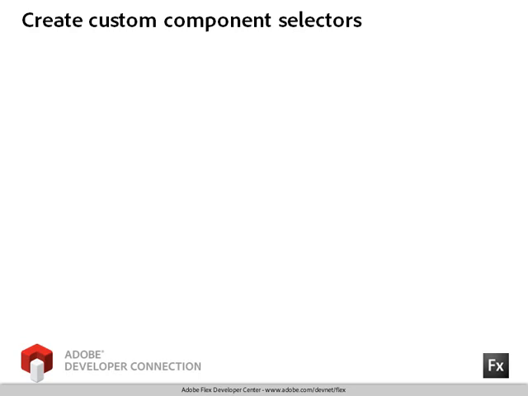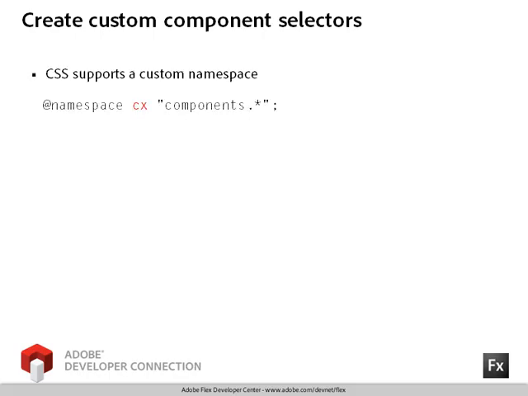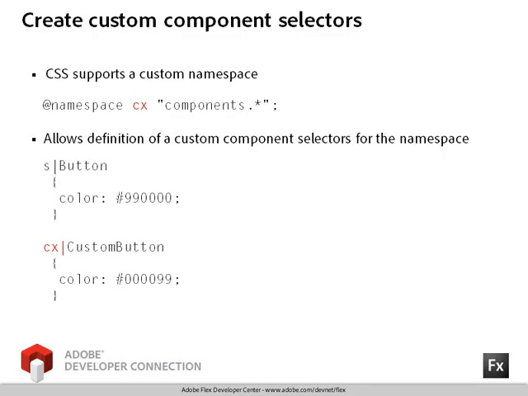Just as in your Flex application, you can create custom namespaces in your CSS files. You create a custom namespace using the @namespace directive. Then you use the arbitrary namespace alias, which is CX here, and the package it applies to within double quotes. You follow that statement with a semicolon. You apply the custom component selector by referencing the namespace and custom component name with a pipe character in between. All of the properties that you define between the curly braces are applied to the custom component instance.